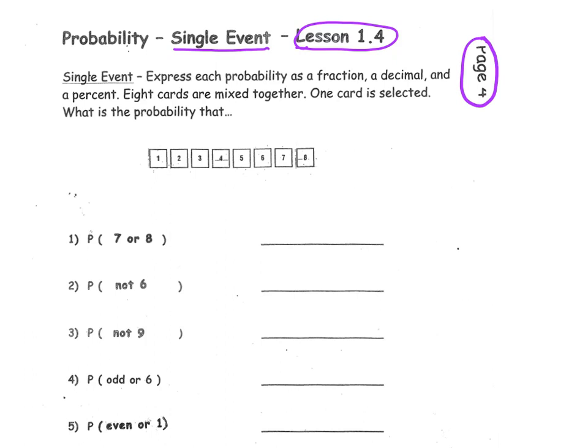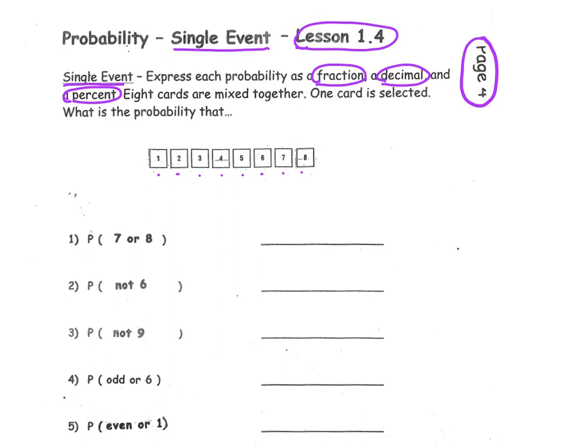Take a look at our single event. Express each probability as a fraction, a decimal, and as a percent. 8 cards are mixed together. 1 card is selected. What is the probability that? Now remember, once 1 card is selected, the problem is over and all the cards are put back into the deck. If we take a look at our 8 cards, we can see that each have the same chance of being drawn. They are the same size and same shape.